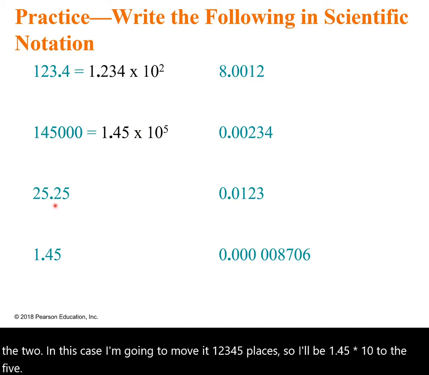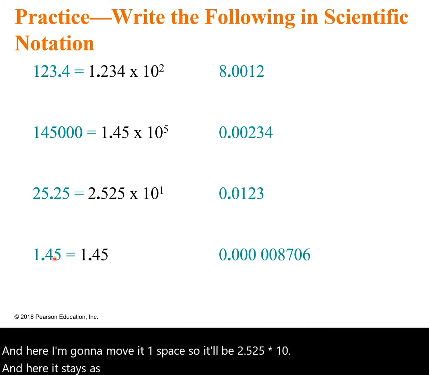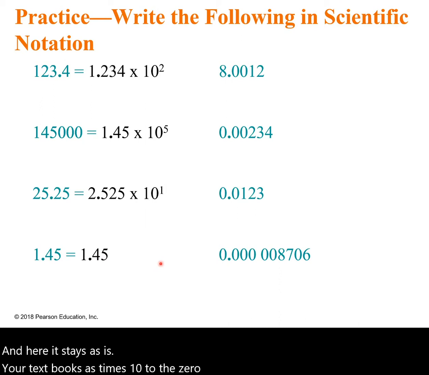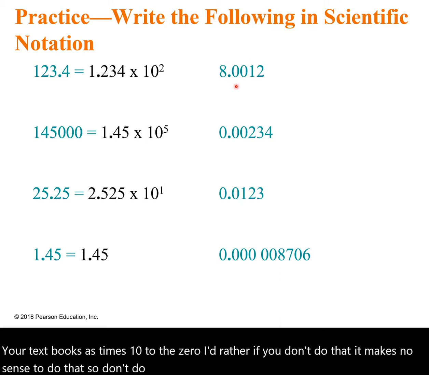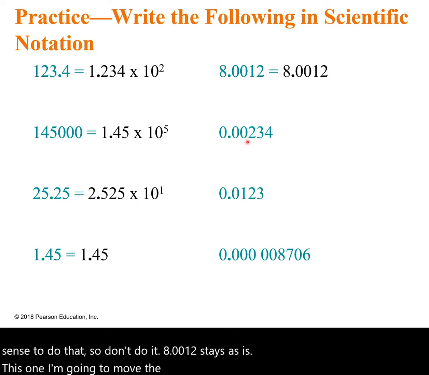And here I'm going to move it 1 space. So it'll be 2.525 times 10. And here it stays as is. Your textbook says times 10 to the 0. I'd rather if you don't do that. It makes no sense to do that, so don't do it. 8.0012 stays as is.